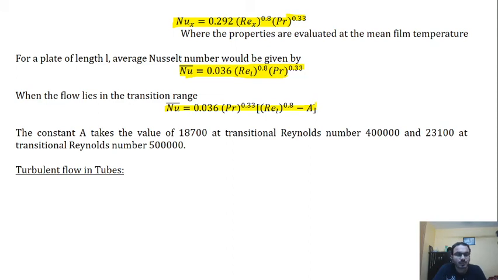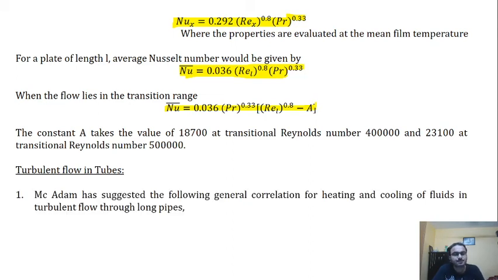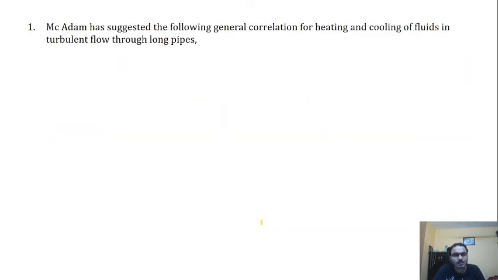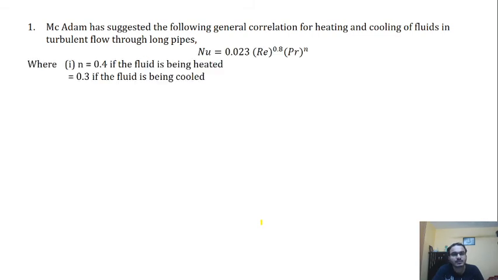The turbulent flow in tubes is given first. McAdams has suggested the general correlation for heating and cooling of the fluid in turbulent flow through long pipes, given by this formula. Nu is 0.023 Re raised to 0.8 into Pr raised to n. The same thing is repeated over here, where the value of n is 0.4 if the fluid is being heated, and n is equal to 0.3 if fluid is being cooled.